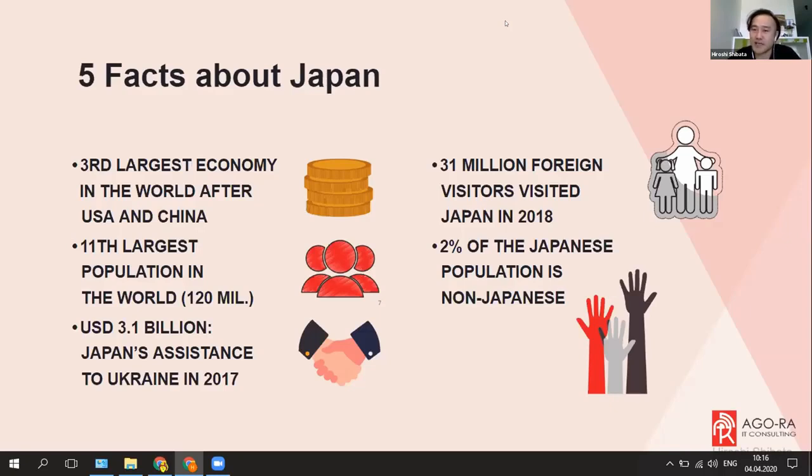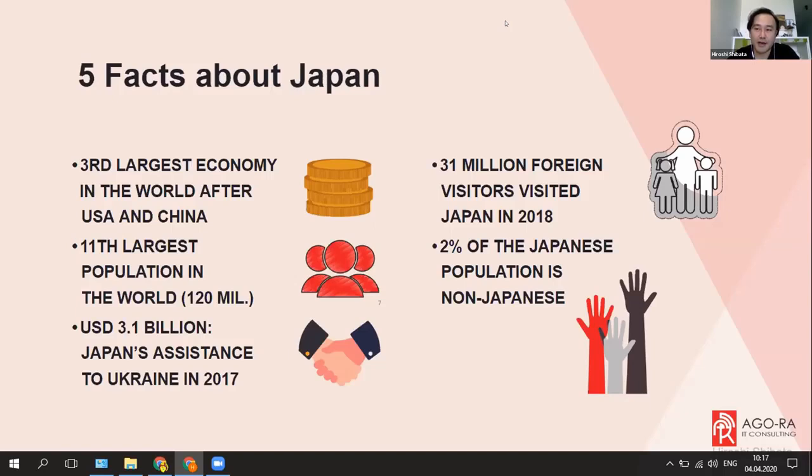Until 2018, 31 million foreign visitors visited Japan. Last year, I think 40 million. And this is important: 2% of the Japanese population is non-Japanese. So Japan is becoming more and more multicultural. Traditionally we were very monocultural, but we're opening our doors to non-Japanese. So this will contribute to offsetting the decreasing Japanese population.